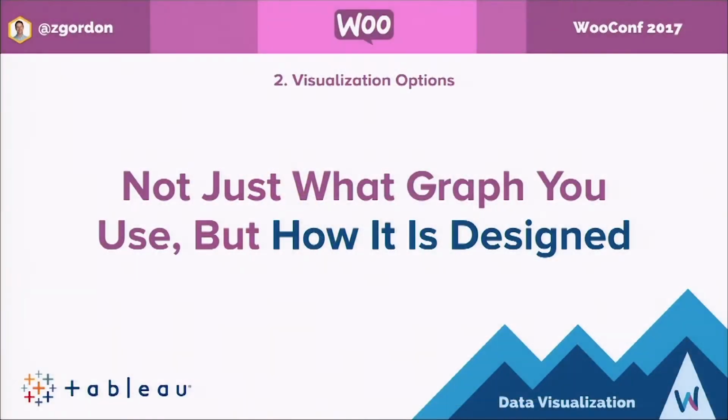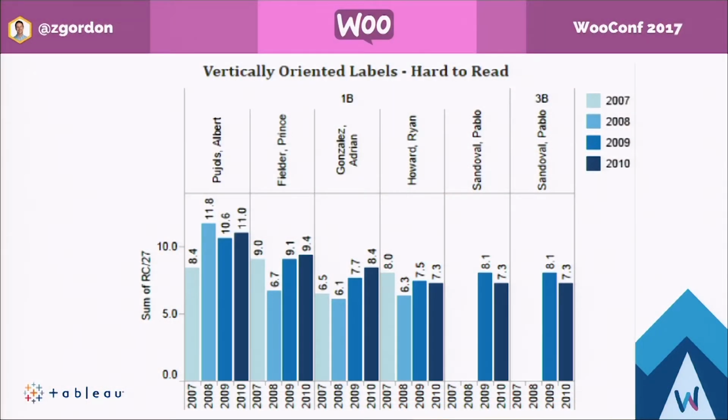And now I want to shift a little bit from, okay, this makes sense, right? But it's not just what type of graph you use, it's how you design it as well. So they've run through a really cool series of taking a graph that is not very clear and making it better and better and better. Take this for example. It's showing different people and how well they scored over different times of the year, right? And one of the things they say about this is that it's really tough to read. Can you identify why it's tough to read?